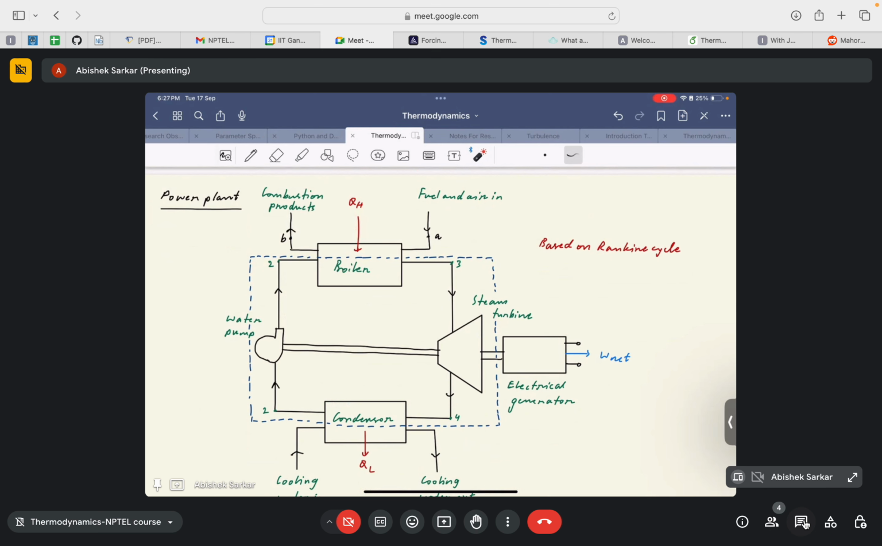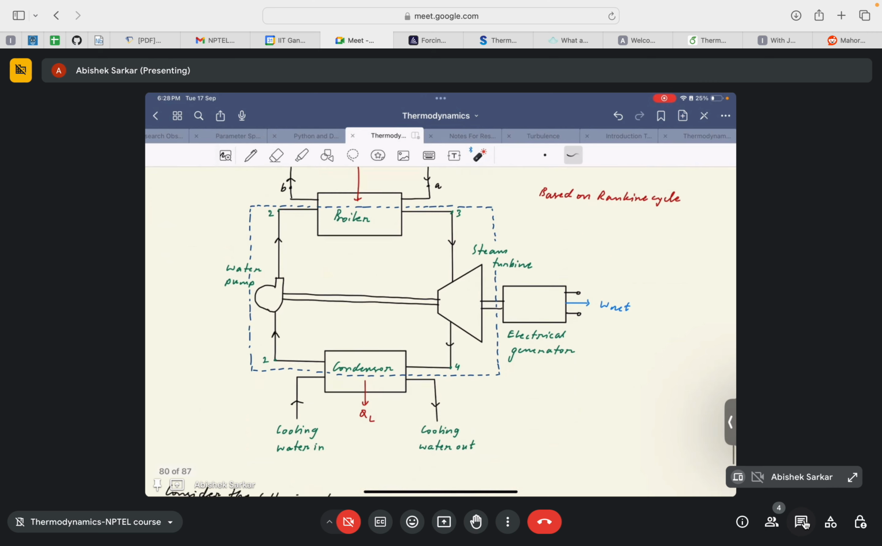In the case of a power plant, the water is heated in a boiler, so it absorbs heat from the surroundings, so QH is being given into the system. The system is denoted by this blue dotted line. Then this hot water, the steam generated from the boiler, is expanded in a steam turbine and used to rotate the turbine, which in turn rotates the electric generator to form electricity.